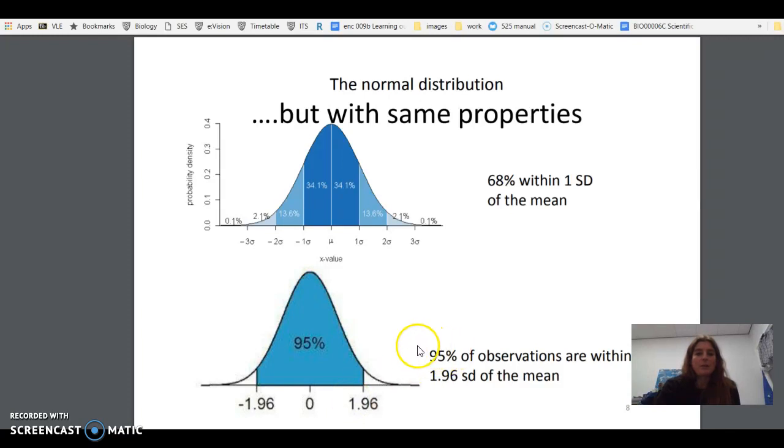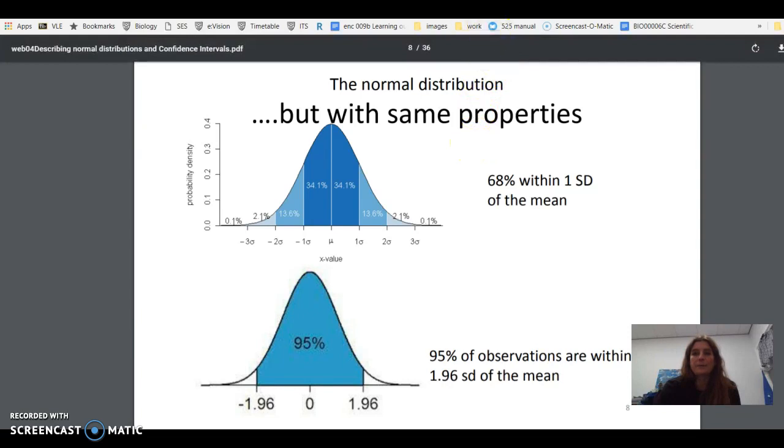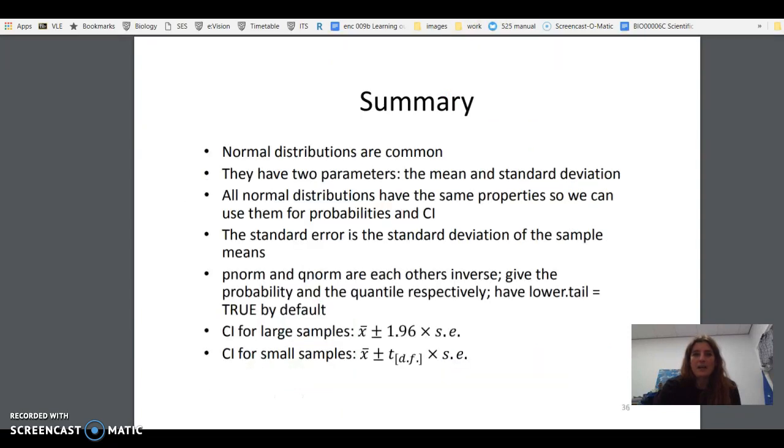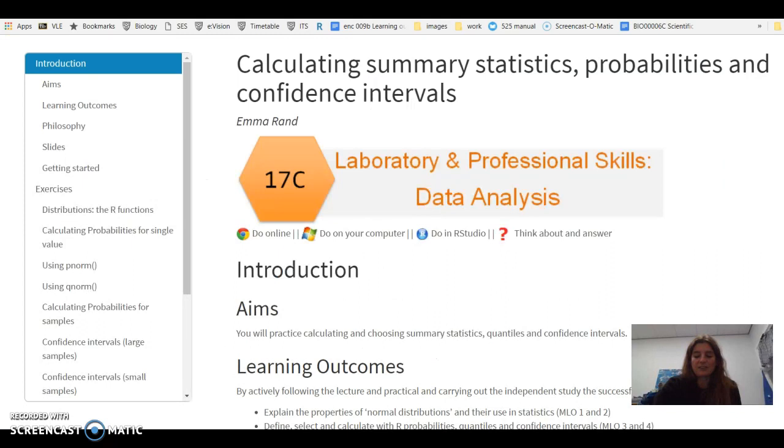These properties are key in calculating confidence intervals, in which we're using a multiplier of 1.96 standard deviations from the mean for large samples, or something very similar, a t-value, which is also quite like 1.96, for smaller samples. I'm not going to go into that in much more detail because it's already recorded on Echo. But what I will do is draw your attention to just a couple of things in the practical.